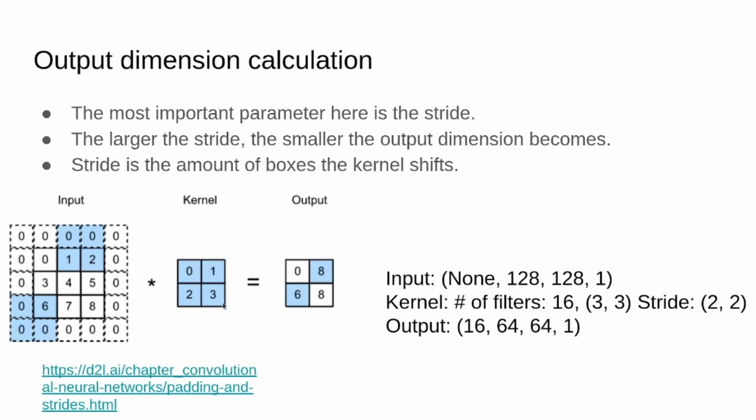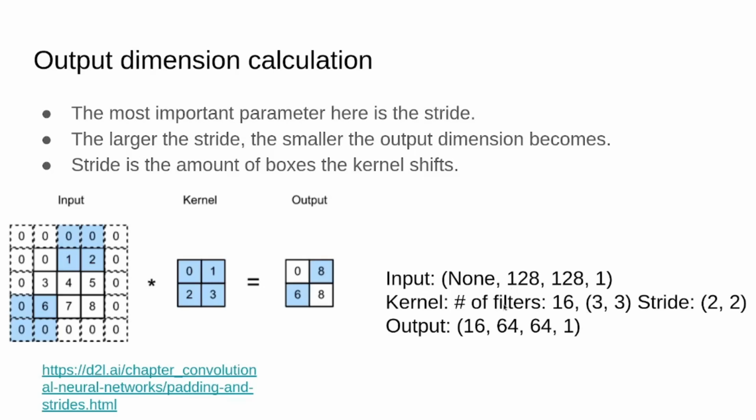So here's a 2x2 kernel. We would have a 3x3 kernel and a stride of 2x2. So it's going to go every other box in the horizontal direction, every other box in the vertical direction. But notice here, since we're skipping every other box, it would be quite obvious to understand that the length and the width is going to be cut in half.